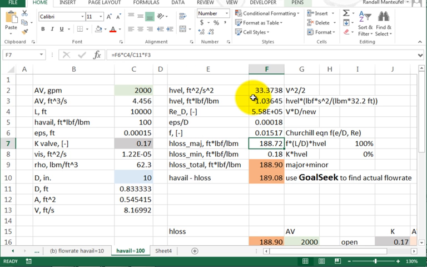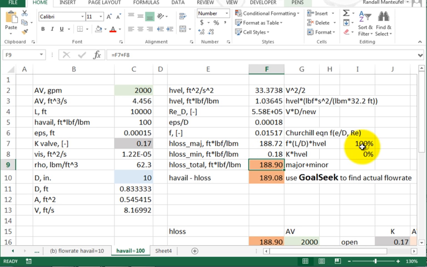Calculate your major head loss in those units. What's the equation? F L over D times the velocity head. Then calculate the minor loss due to that fully opened gate valve. Notice that I sum them up and the total is 188.90.